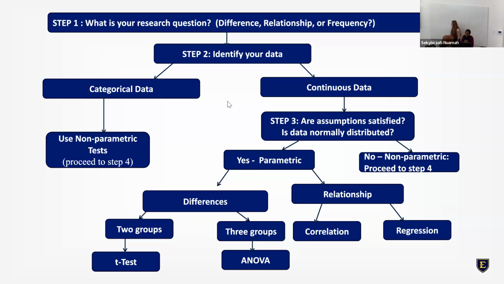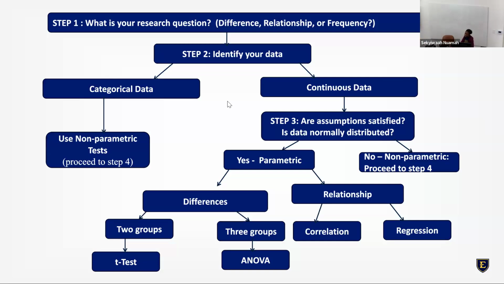Okay, thank you. So we now have our research question and we have our data. Looking at the data that you have, you ask yourself, is the data categorical or continuous? If it's categorical, then we go with what? The non-parametric test for what we've discussed so far.